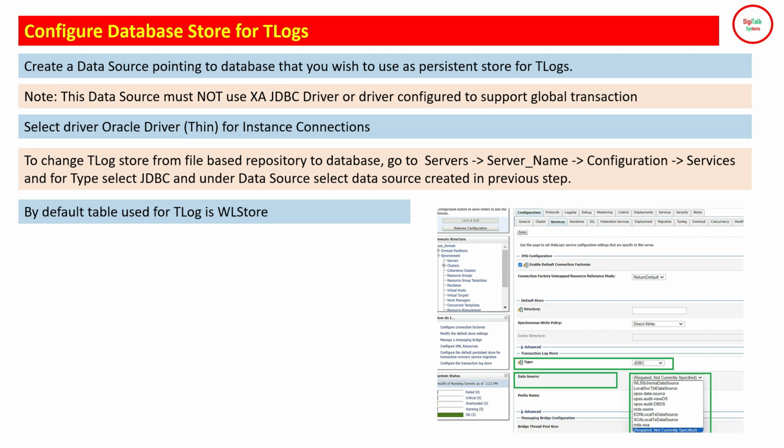And after that, you have to give the prefix name. So the prefix is automatically assigned to the table which is going to be created in the database for storing the transaction log. By default, the table will be created with the name WLStore, and whatever prefix you define inside the prefix section, it will get appended to the WLStore.